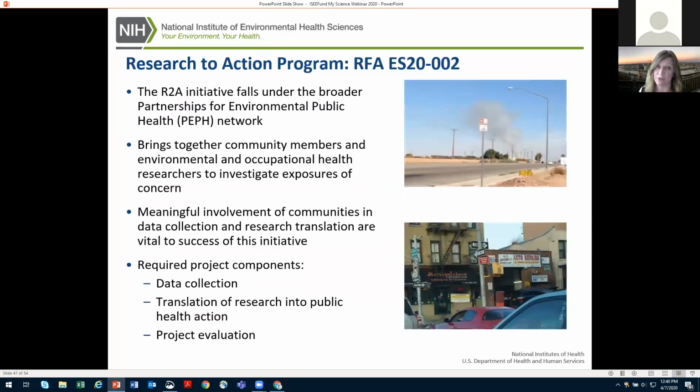Our Research to Action program has an RFA on the street for 2 more years. This initiative falls under our Public Health Network, PEPH. It brings together community members with environmental scientists, meaningful community engagement. The requirement is data collection, translation of the research to public health, and project evaluation.